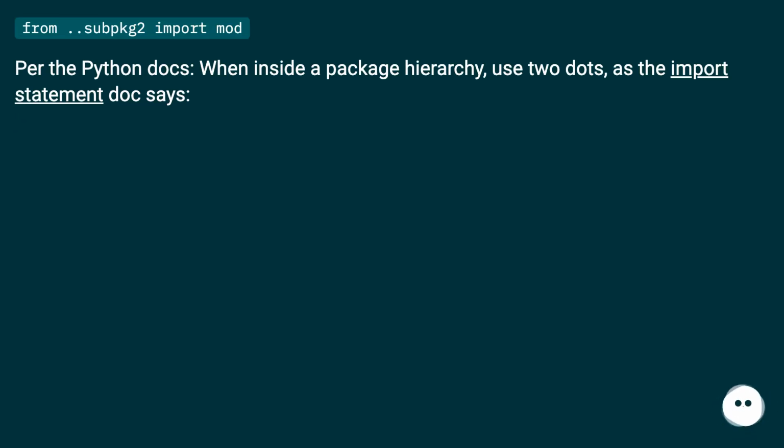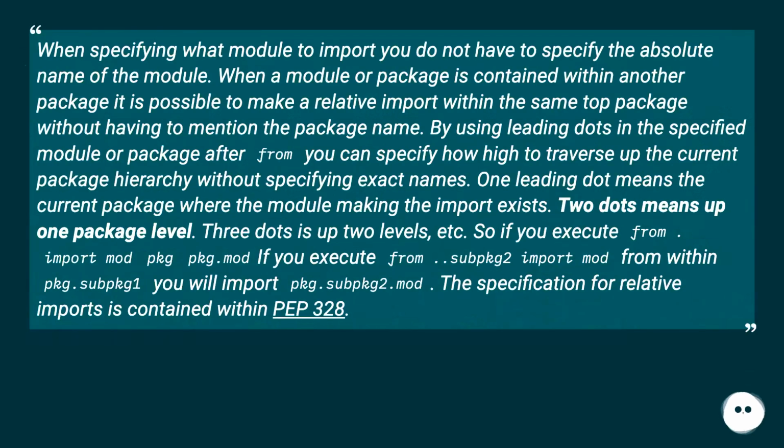Per the Python docs, when inside a package hierarchy, use two dots, as the import statement doc says. When specifying what module to import, you do not have to specify the absolute name of the module. When a module or package is contained within another package, it is possible to make a relative import within the same top package without having to mention the package name. By using leading dots in the specified module or package after from, you can specify how high to traverse up the current package hierarchy without specifying exact names.